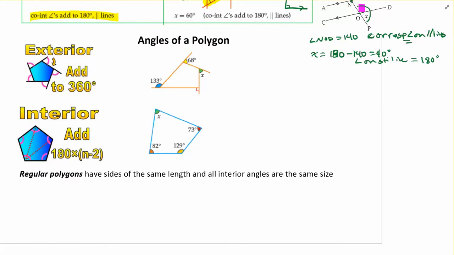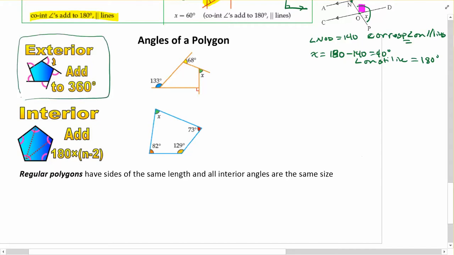So I'd like to look at rules about polygons here, and angles inside of polygons or outside of polygons. There's two that you have to remember. Exterior angles add to 360 degrees. That's the same for every single polygon.